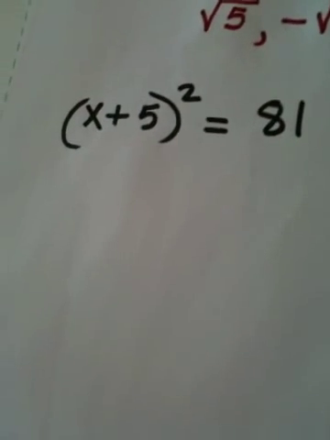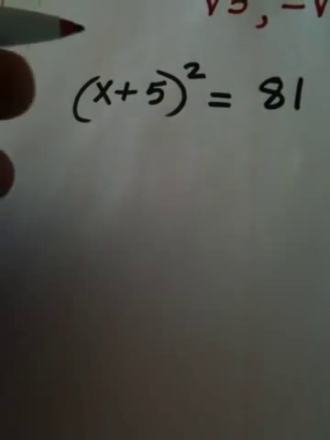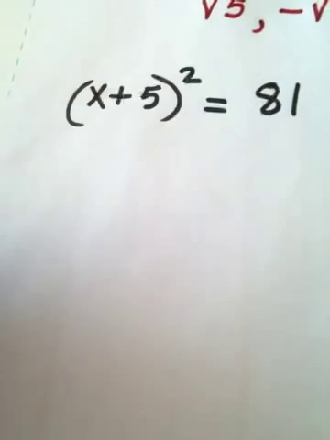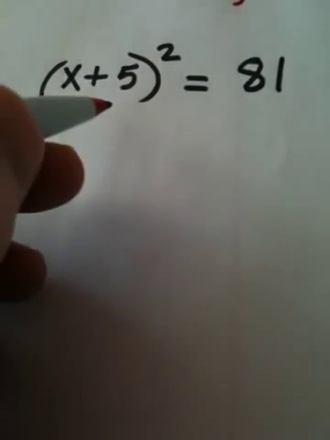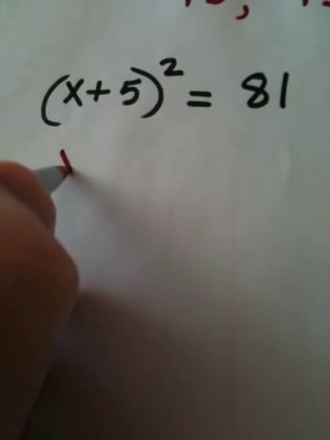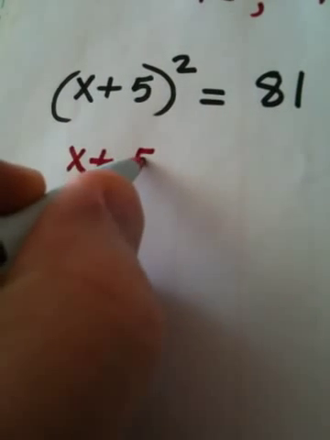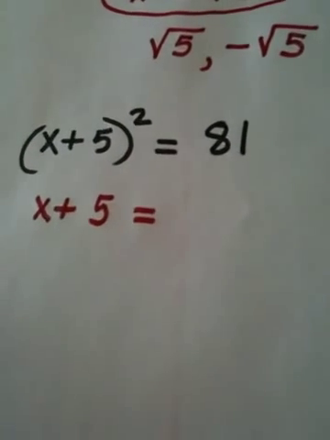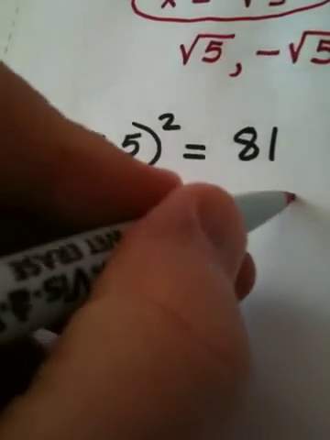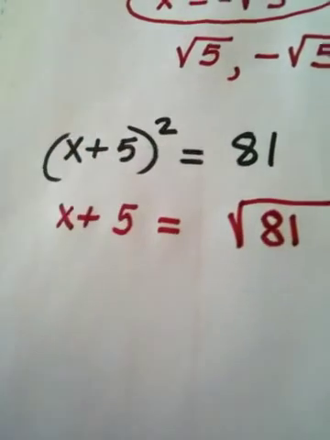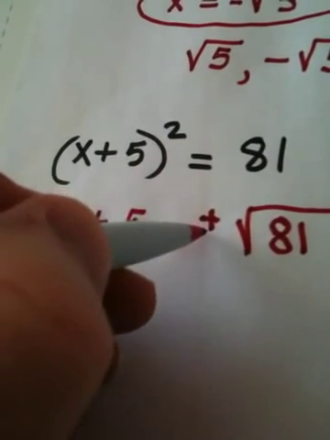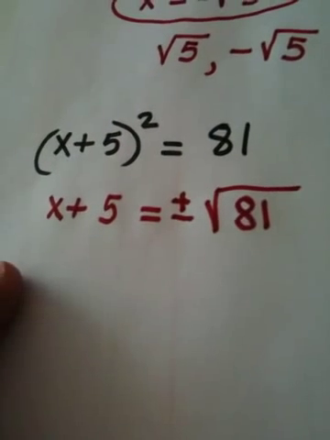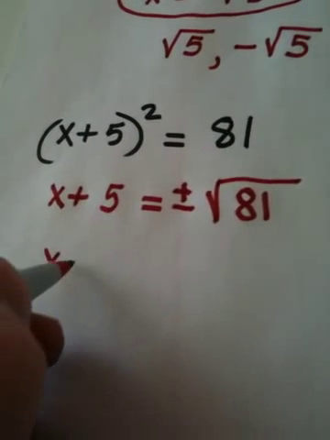All right, here. X plus 5 quantity squared equals 81. We're ready to use the square root property. Something squared equals a number. On the left-hand side, when we apply the property, we no longer see the squared. We just see x plus 5. On the right-hand side, what do we do to the constant? We take its square root, and we remember to put a plus or minus in front of the square root sign.